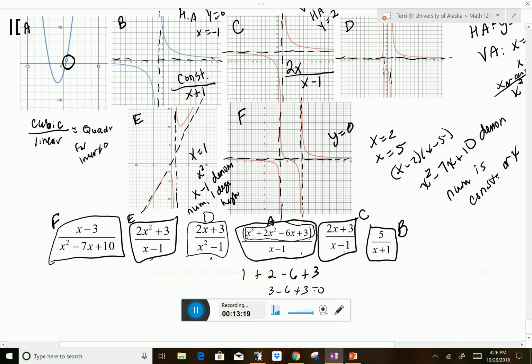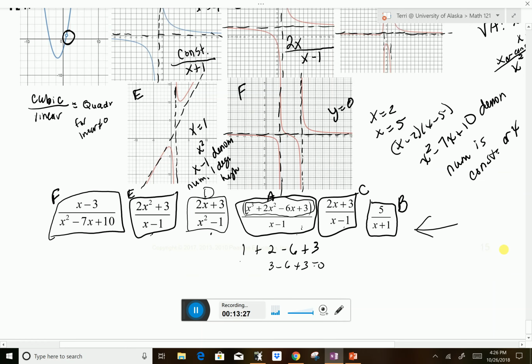So that's how you can match these guys up fairly easily. You can work from the equation up to the graph, or you can work from the graph. You have an assignment like that that we're going to work on also in class.